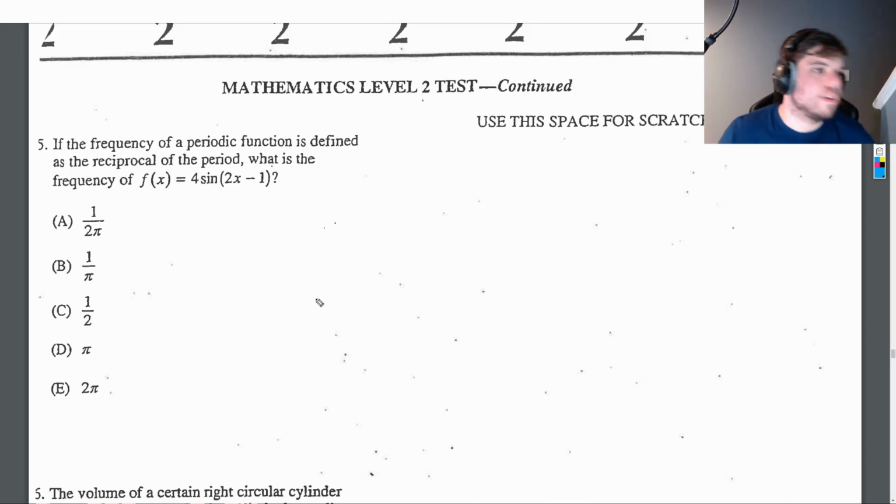If the frequency of a periodic function is defined as the reciprocal of the period. Cool. What is the frequency of f of x equals 4 sine 2x minus 1? Well, what's the period of 4 sine 2x minus 1? That is the question that you need to ask.